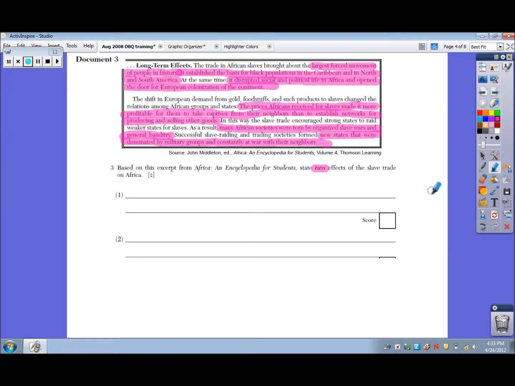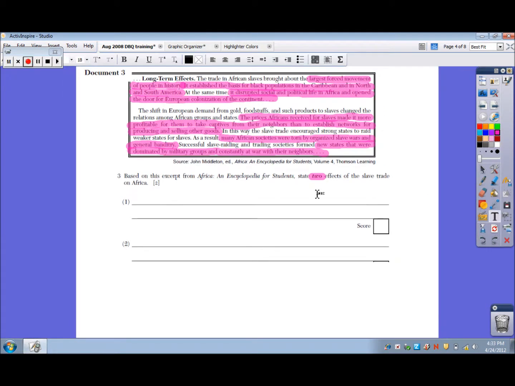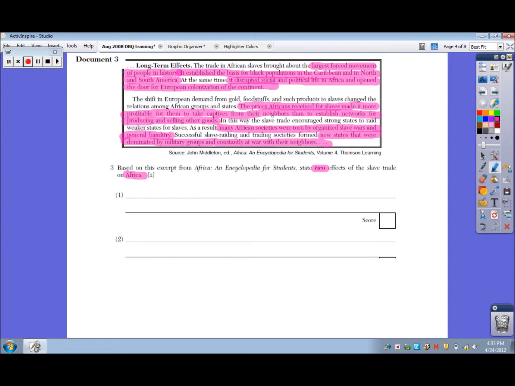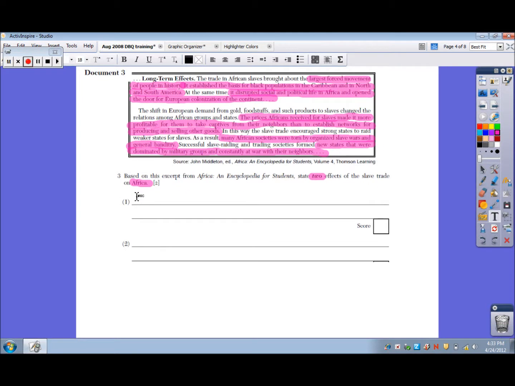Now, maybe you picked this up, maybe you didn't, but if you read this question carefully, this is a tricky question. The question asks you to state 2 effects of the slave trade on Africa. The key there is on Africa. So if you took information about how it was an impact on the Caribbean or on Brazil, you're not going to get a point. You need to choose information about how the slave trade affected Africa. And that's mainly in the second paragraph.